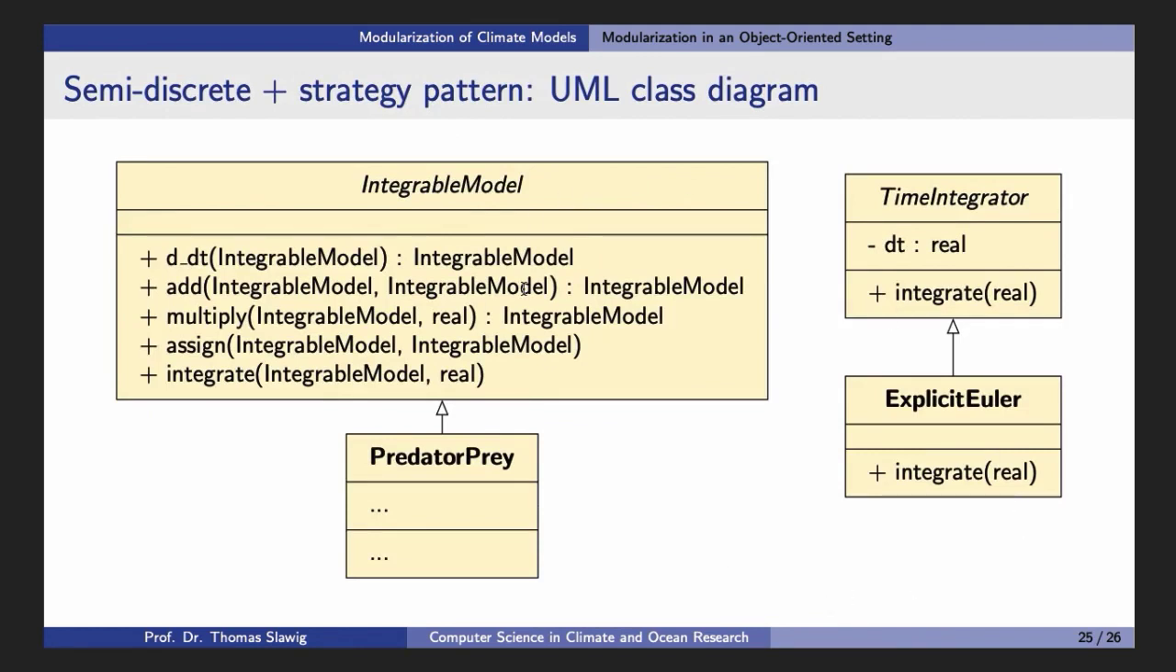For a class hierarchy, this is just a suggestion. This is taken from some literature, and you can try to realize your modularized version of the climate model and the time integrators following this idea here, but you can also do it a little bit differently. The basic structure is that we have two abstract classes. One is for the model and one is for the time integrator, and then the explicit Euler and the improved Euler method are just subclasses, and the predator-prey and also the energy balance model are just subclasses.